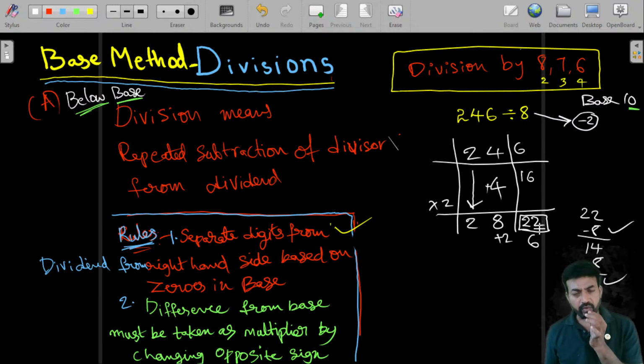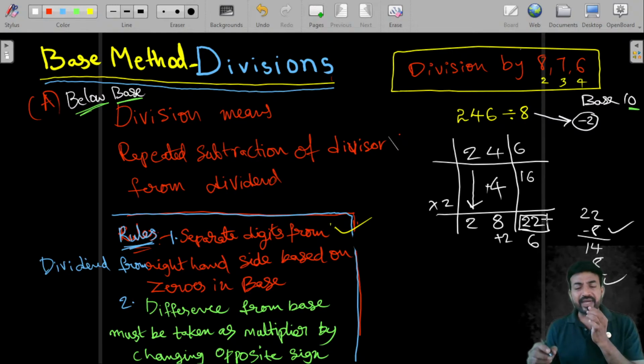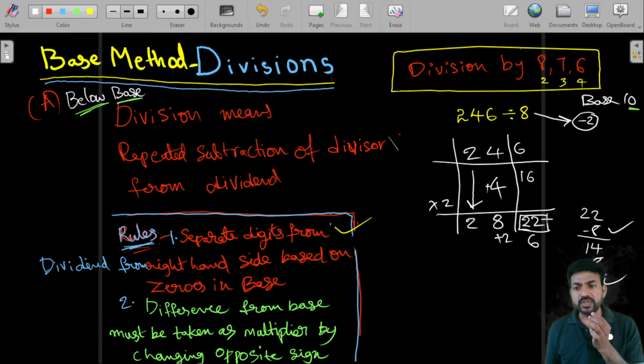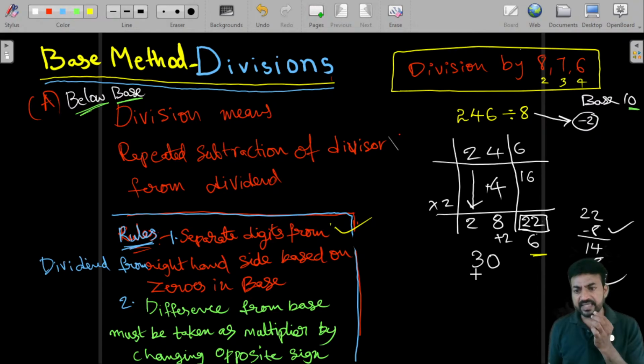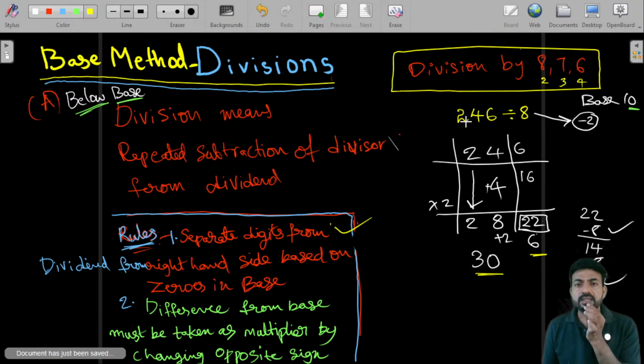So we got remainder 22. Still we can subtract 2 8s from 22. So that 2, you have to add to this number. So 28 plus 2 becomes 30. Remainder is 6. This is the method of dividing by 8. Remember, I will repeat it again. Just concentrate. We are dividing 246 by 8.